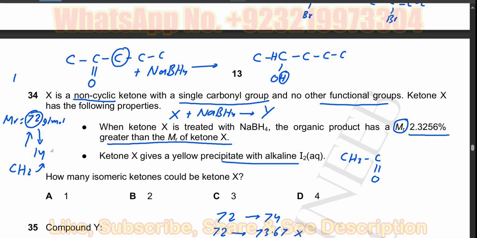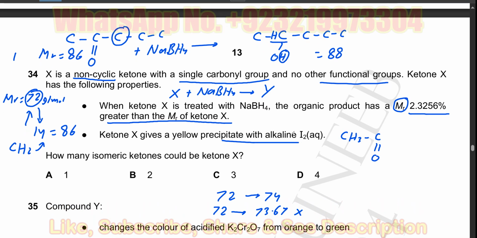it gives you 86. So 86 was the mass of this original ketone, and after it is reduced, the mass should become 88, because there is only a change of additional 2 hydrogen atoms, one from the OH and one from the carbon bonded with the alcohol part. Now we have to calculate the gain, whether there is a change of 2 or not.